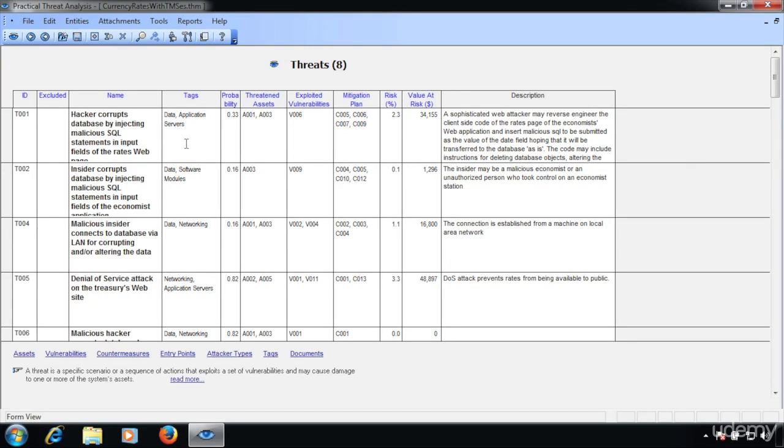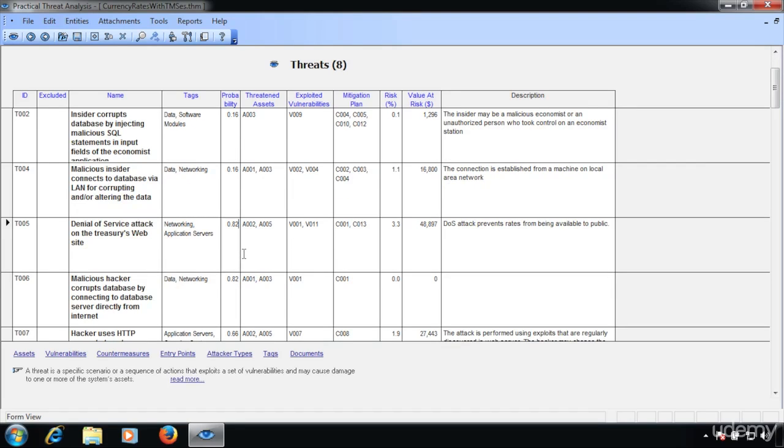If we look down here, we have tags for each of the threats. So we have probability of occurrence. SQL injection from a hacker has 0.33% probability of happening, and the insider 0.16 for another malicious insider. DOS attacks 0.82. That is higher because a DOS attack is easier to happen.